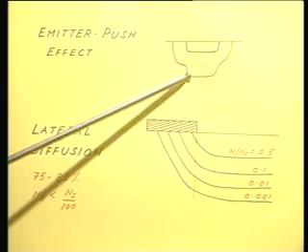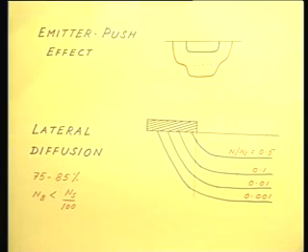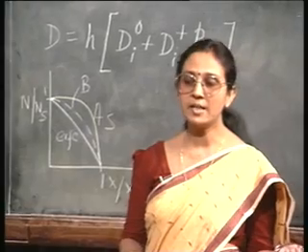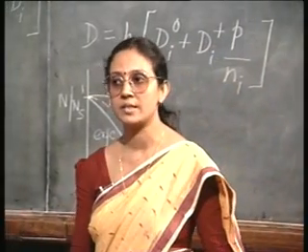This line is just under the emitter. Just under the emitter there is an enhanced diffusion of the base. It is as if the emitter has physically pushed the base in. That is why it is called the emitter push effect. Why should this happen? The answer lies in the phosphorus doping profile itself.